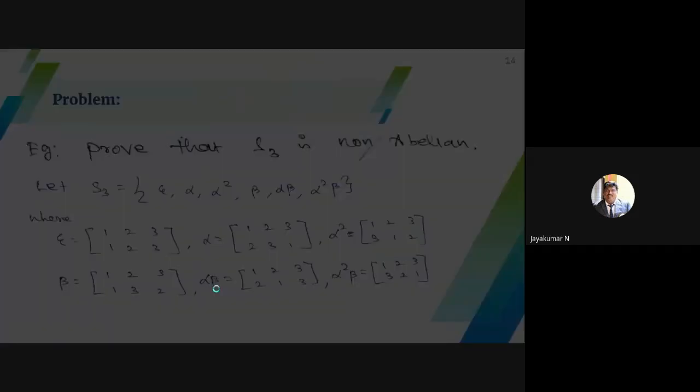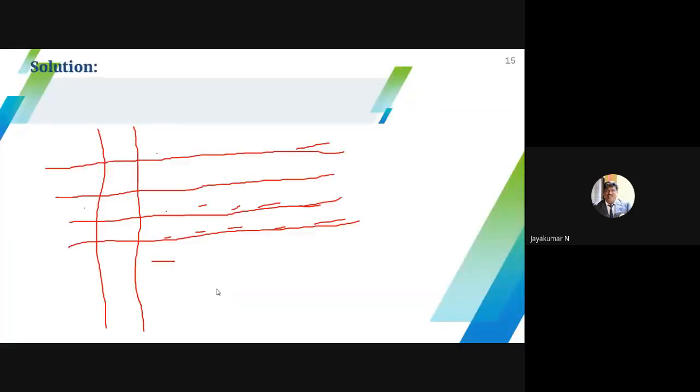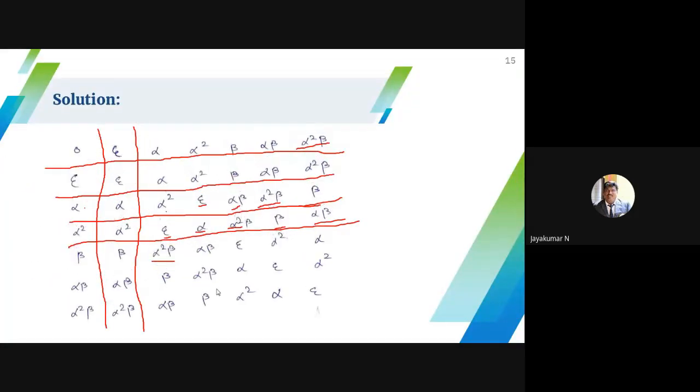So now the answer is beta into alpha square is nothing but alpha beta. In a similar manner, you can find the remaining. Beta into beta square is beta cube, which is 1, so definitely it's the identity element. Similarly, you have to fill this.